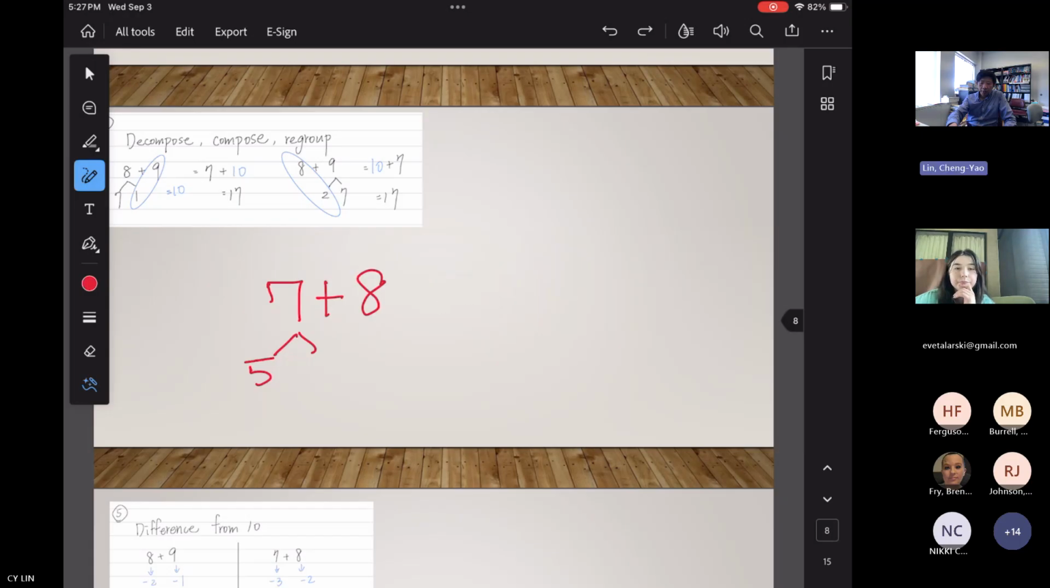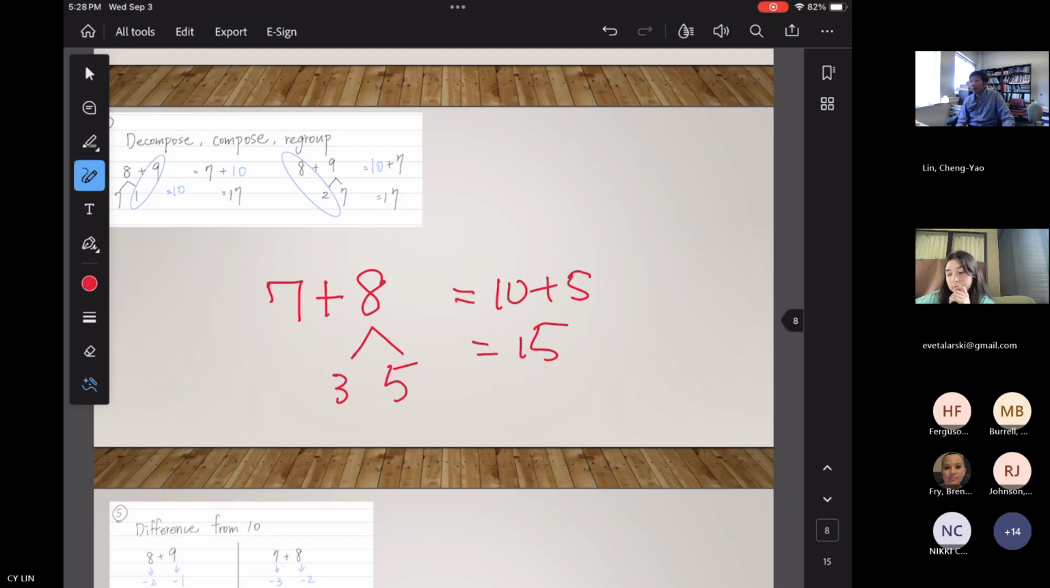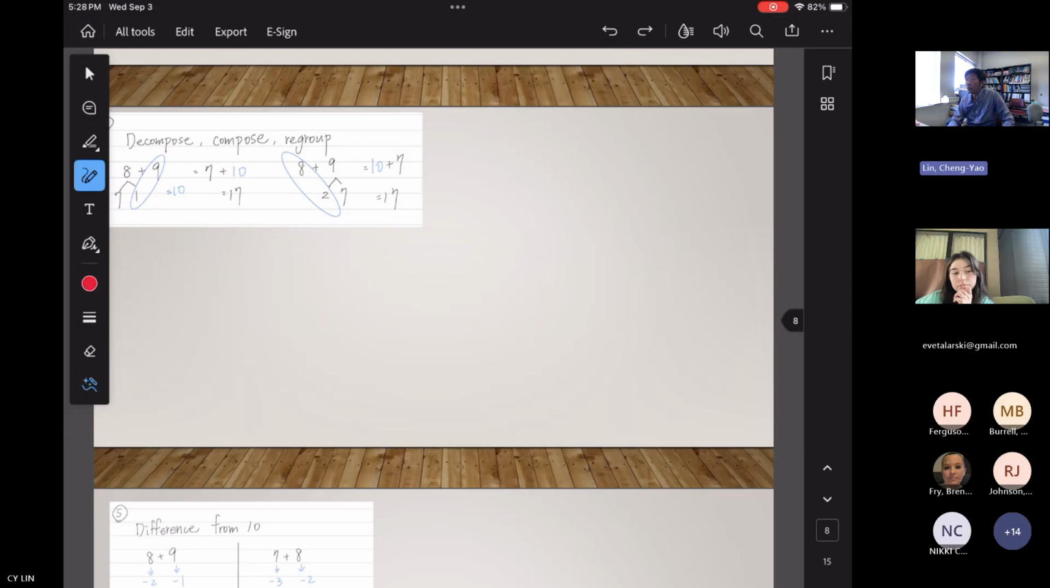What about the other way you can decompose? Can you decompose 8 as 3 and 5, yes or no? Yes. So therefore, you have 10 plus 5, so you still got 15. Is that right? So that sometimes makes it easier for children to do the addition because they can do mental computation. In this way, we're training their mental computation and helping their computational fluency, okay?